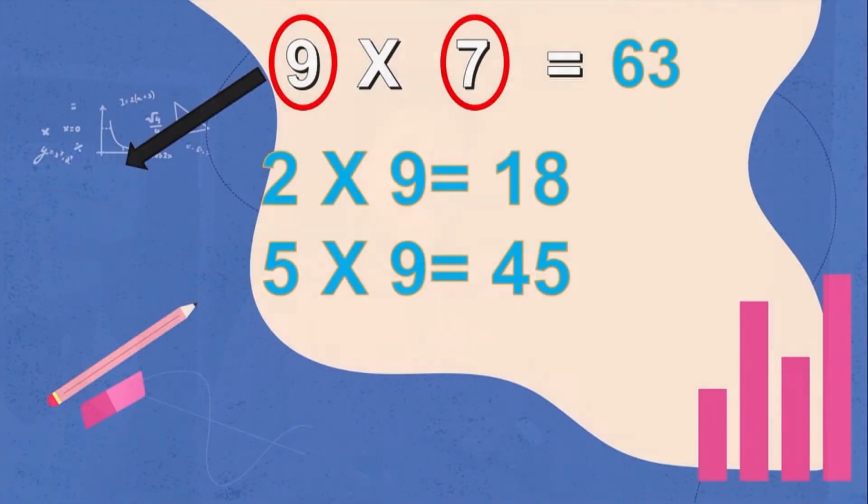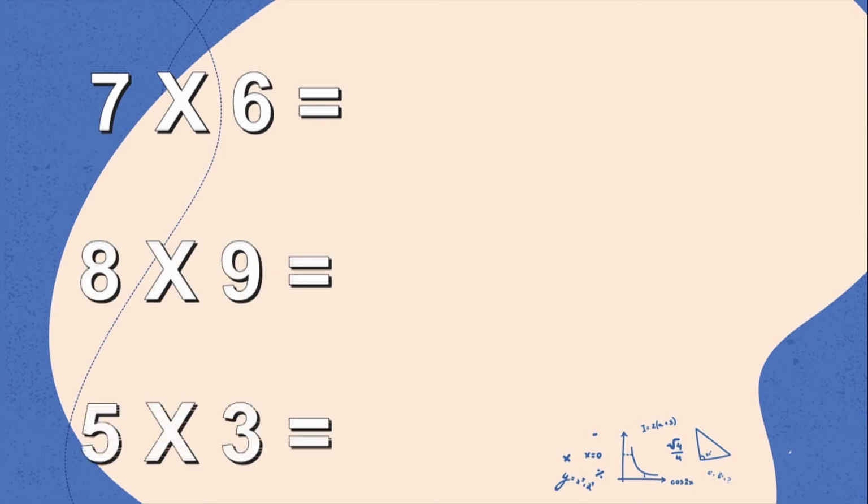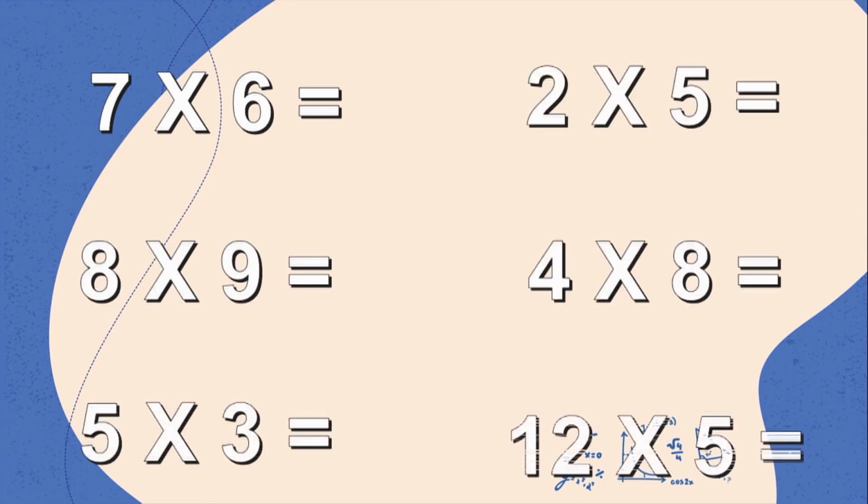And there, if we use mine, we have 2 multiplied by 9, 18, 5 multiplied by 9, 45, and we get our answer, 63. One more, well actually just a few more, and I want you all to write these down, because these now are for you to practice with on your own.